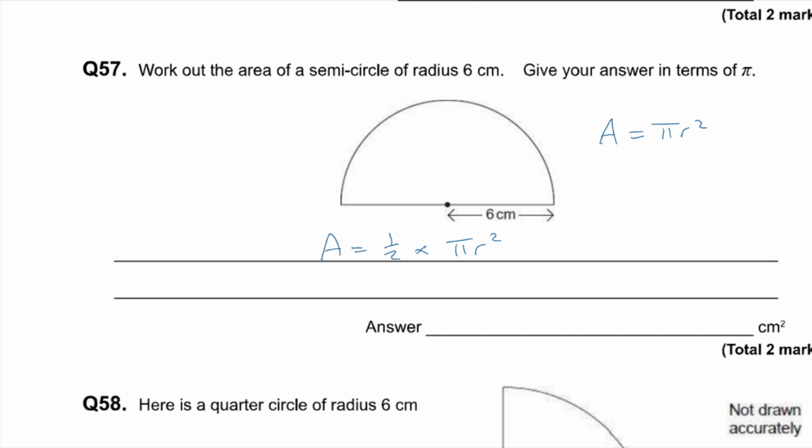So subbing in what I know, that's going to be a half times pi times 6 squared, isn't it? 6 squared is 36, half of 36 is 18. So altogether that is 18 pi.